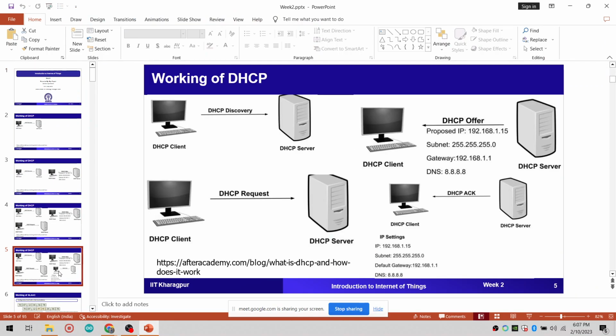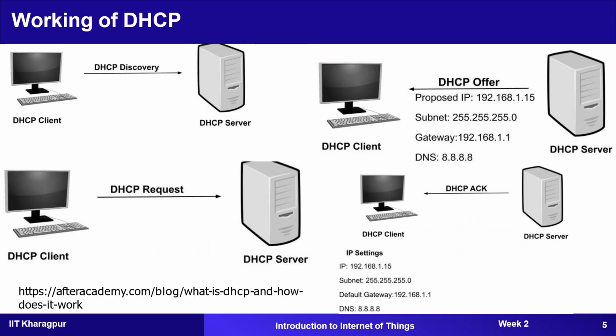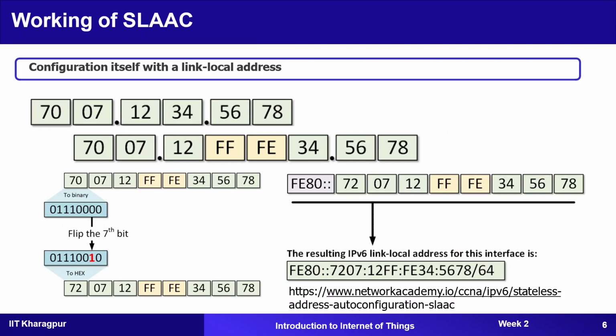So we were at here. In this way your DHCP server will allocate an IP address to your DHCP client. Now similarly there is one more method which is used to allocate dynamic IP addresses to your clients. The name of the method is SLAAC. So now we will discuss the working of SLAAC.